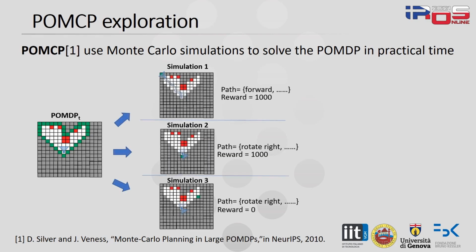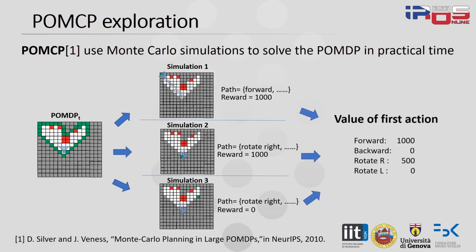Each simulation makes a series of random movements until either it sees the simulated object or runs out of allowed moves. Each path is given a reward based on whether it sees the object or not, and the reward is then assigned to the first action in the path. The value is then averaged over all simulations, and the action with the highest value is returned as the optimal action.